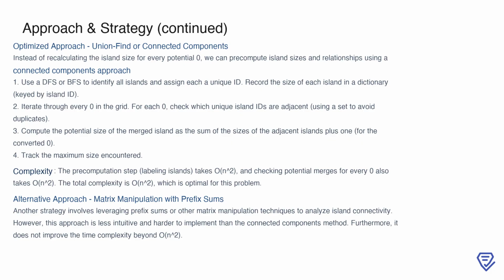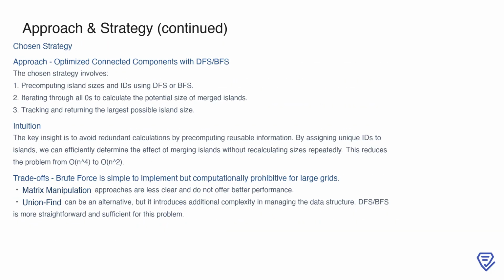By summing the sizes of these adjacent islands and adding 1 for the converted 0, we calculate the potential size of the merged island. Throughout this process, we track the maximum size encountered. This optimization reduces the complexity significantly. Pre-computing the islands takes n squared, and evaluating each 0 also takes n squared, resulting in an overall optimal complexity of n squared. While there are alternative methods, such as using matrix manipulations with prefix sums, these tend to be less intuitive and don't improve the time complexity further. The chosen strategy for solving this problem is the optimized connected components approach using DFS or BFS.